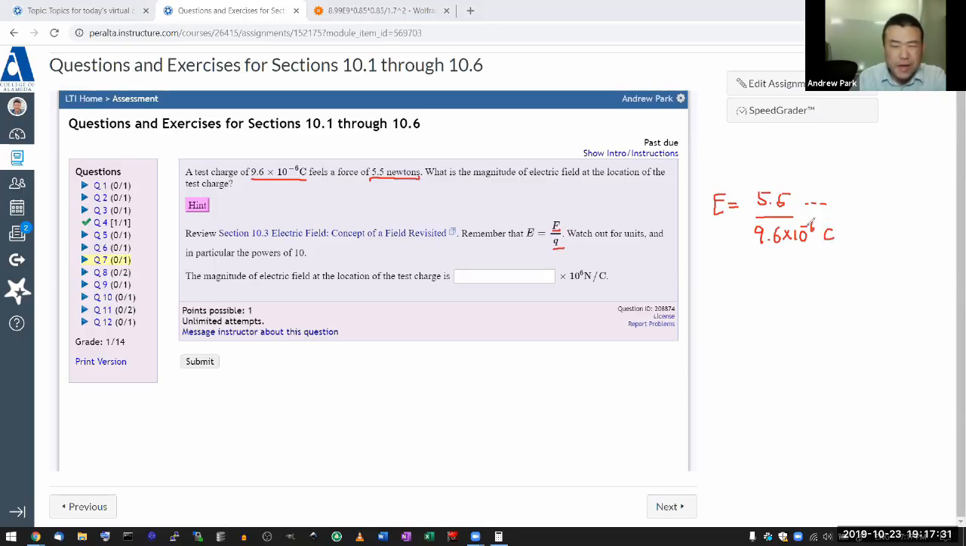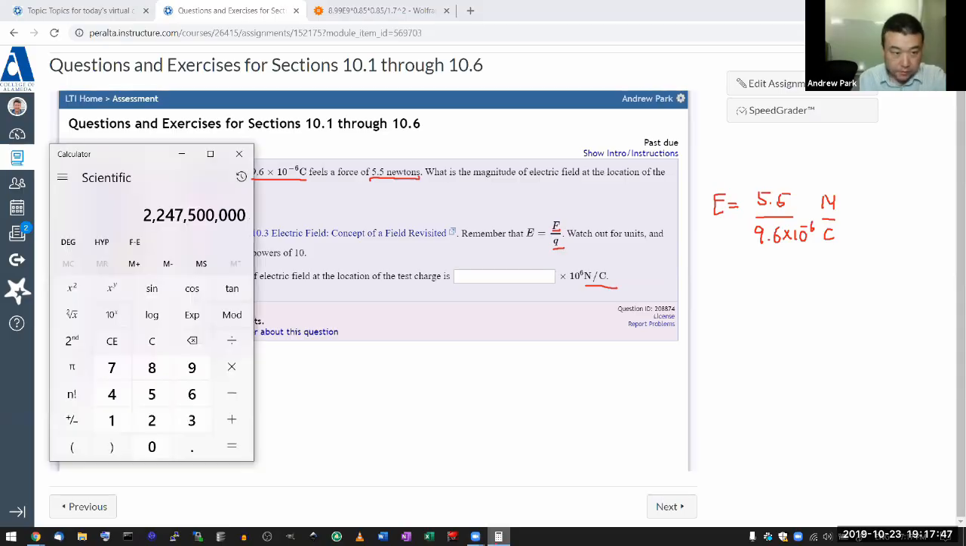And if you wrote down the units here as what it is, newtons, then you can see that the units work out. Newton per coulomb, I have Newton per coulomb here. So it's going to work out. So let me do that on the calculator. All right, let me clear this. So it's 5.5. Now, on this calculator, since I know how to use the E notation, this is what I can do. Divide by 9.6 E minus 6. Oh, wait. 1 second.